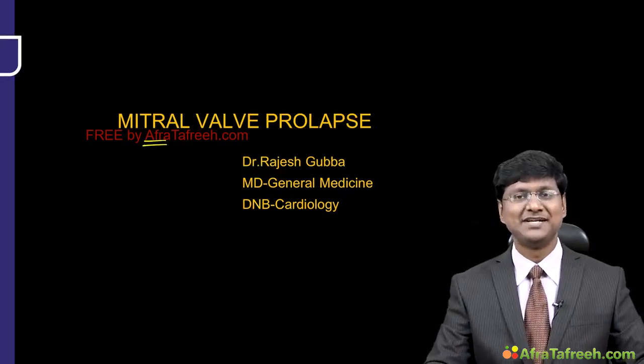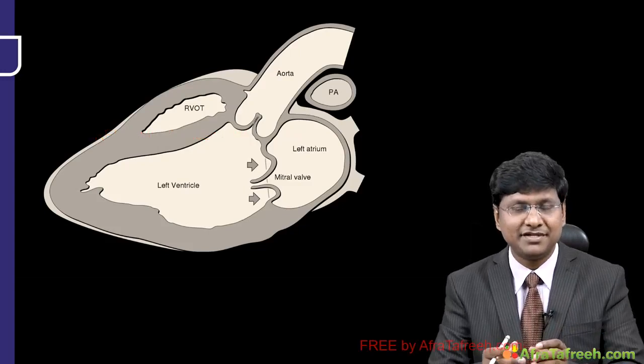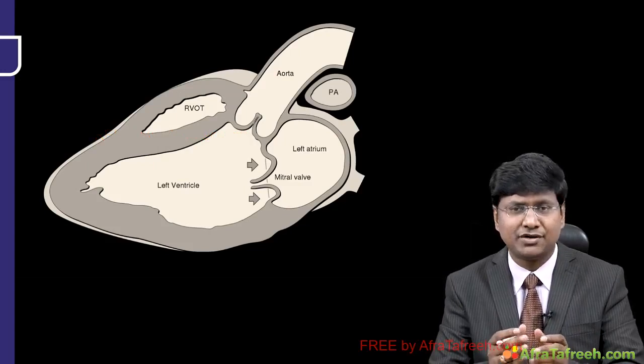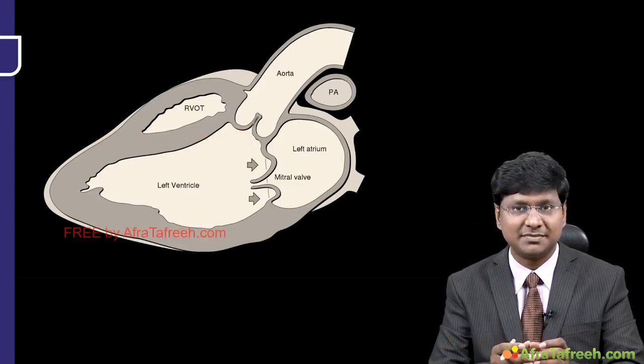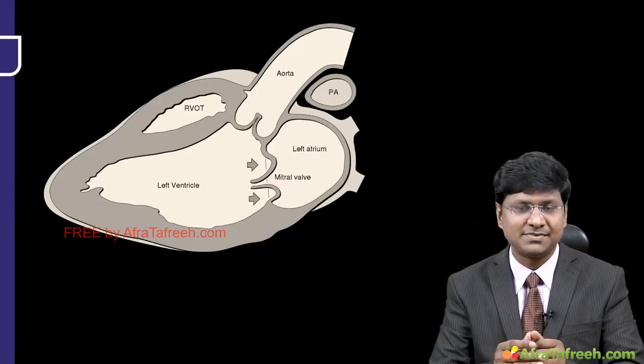In this particular session, I'll be discussing a very important topic in cardiology, that is mitral valve prolapse. The way by which the individual is diagnosed is that they have a very important auscultatory finding, a mid-systolic click with late systolic murmur. That is the classical auscultatory finding in patients with mitral valve prolapse.